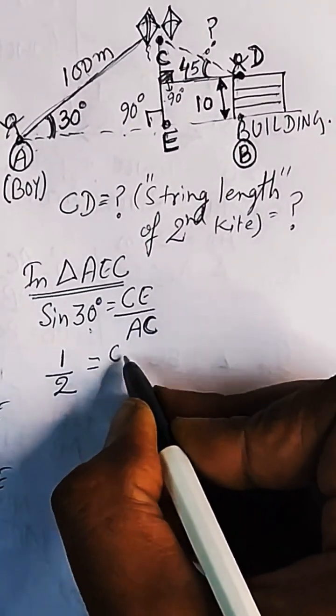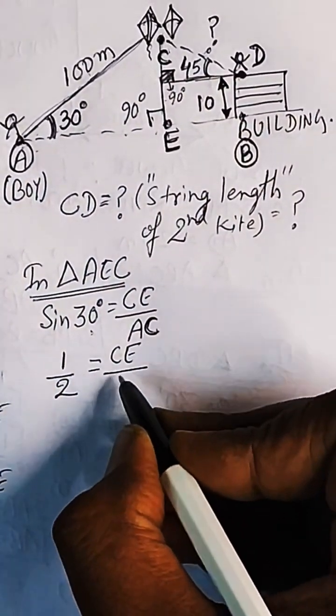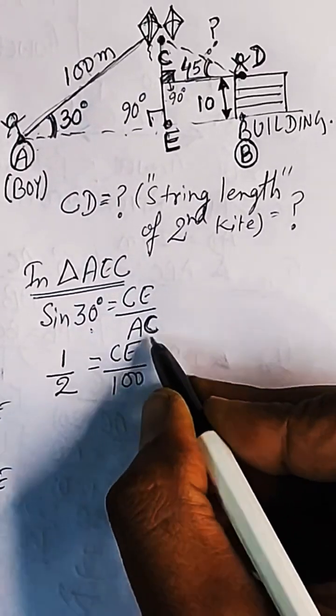And CE, that is a variable to us. And what is the length of AC? The string length of the first boy's kite. So, that is equal to 100, isn't it? The value of AC is 100.